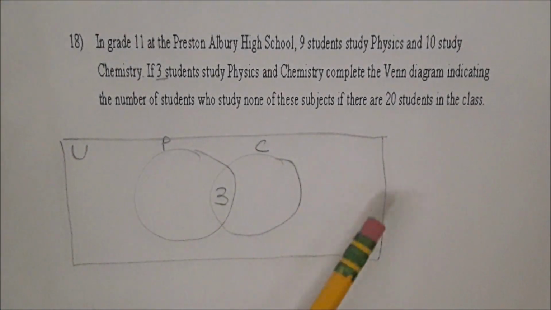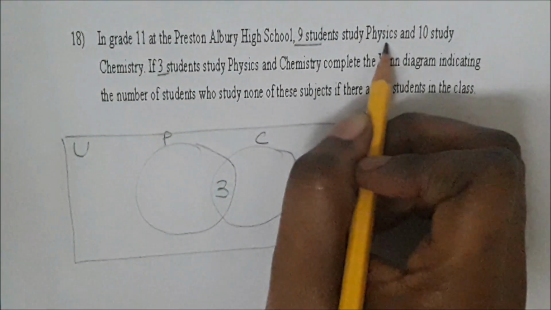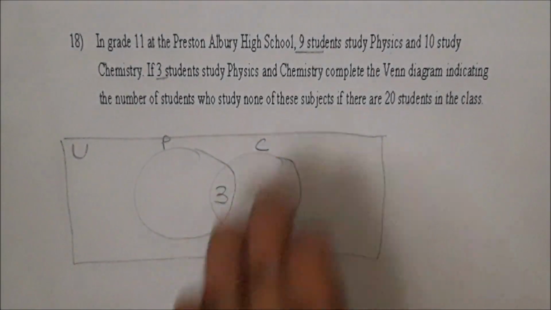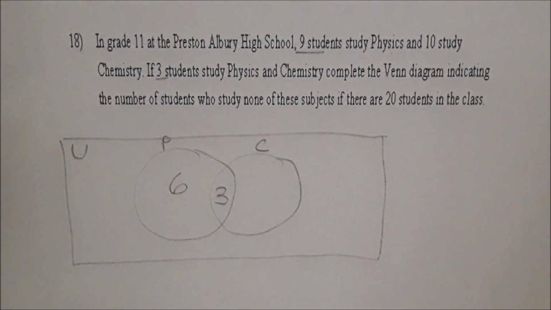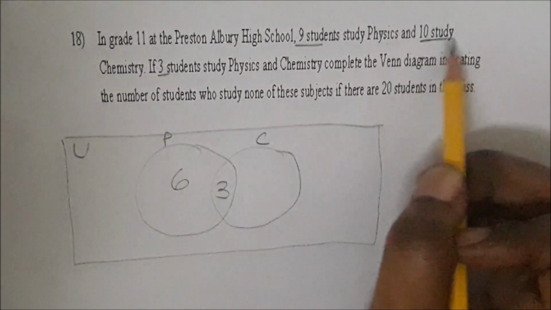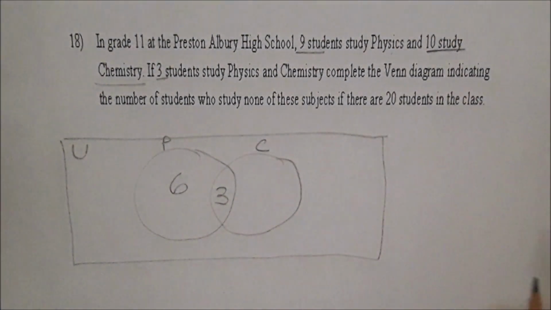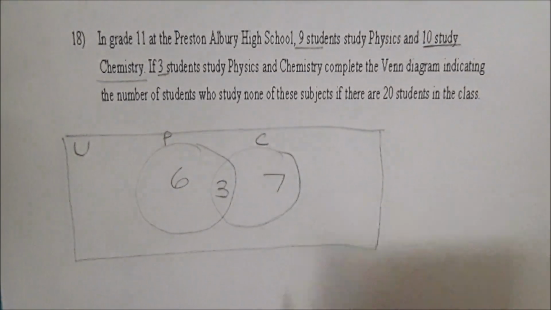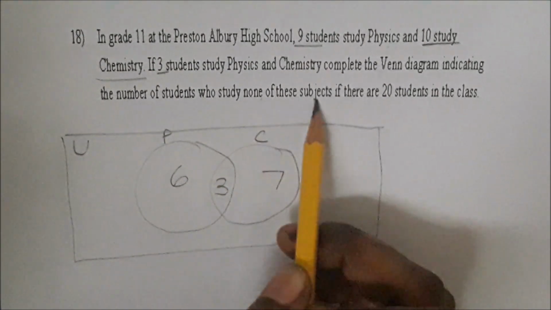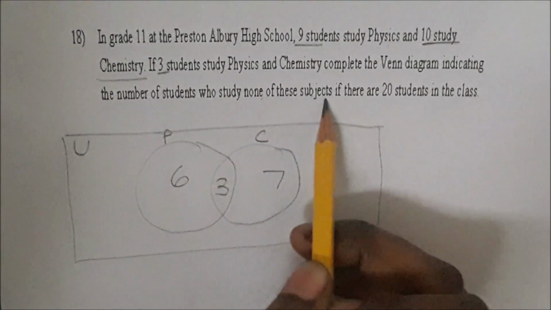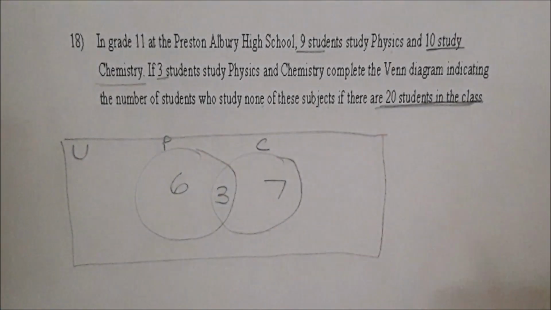Very good. We're going to move to the physics. In this case, 9 students study physics. Right. We subtract 3 from the 9, giving us 6. Very good. We're going to move to the chemistry, and 10 study chemistry. Right. We subtract 3 from the 10, leaving us with 7. Very good. Now, the number of students who study none of these subjects, if there are 20 students in the class. So the important information is that there are 20 students in the class.